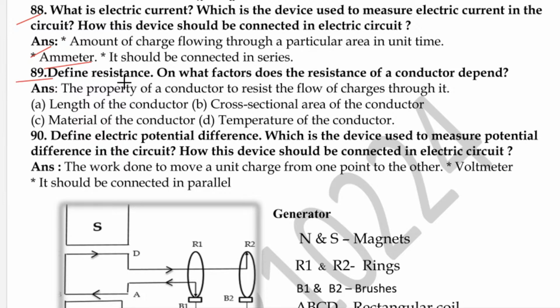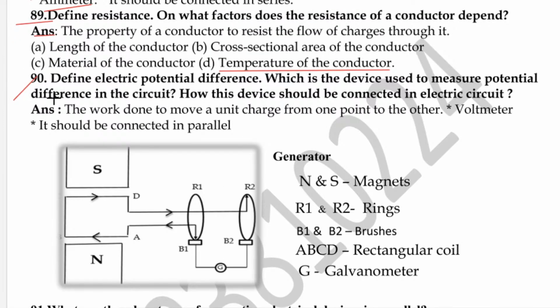Next one. Define resistance. On what factors does the resistance of a conductor depend? The answer, here we are saying the answer. The property of a conductor to resist the flow of a charge through it is known as resistance. The factors that the resistance of a conductor depends on are: number 1, length of the conductor; number 2, cross-sectional area of the conductor; number 3, material of the conductor; number 4, temperature of the conductor.